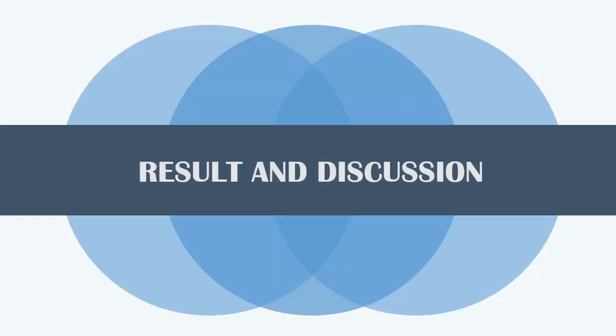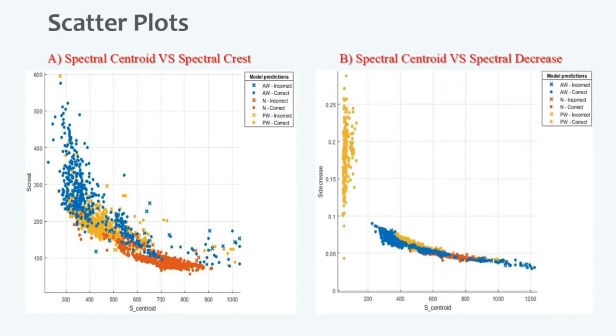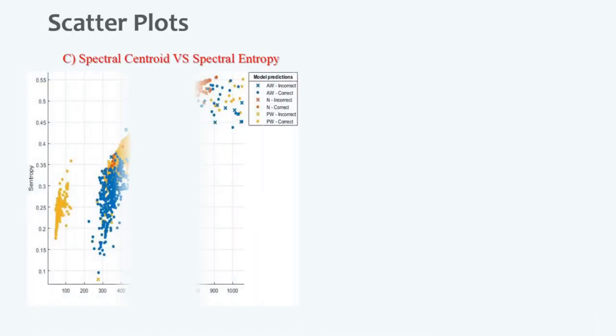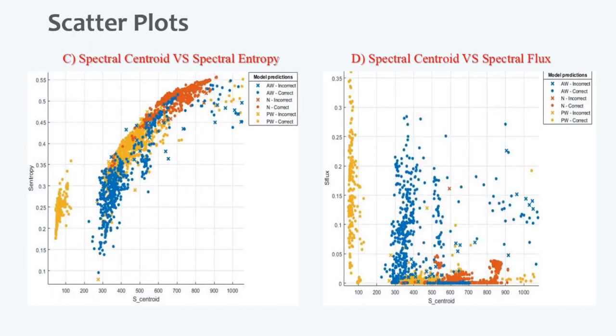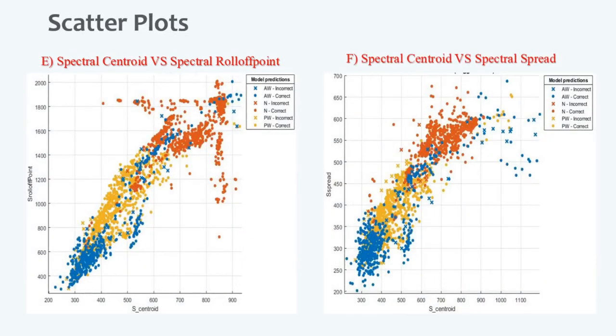Results and discussion. Now let's discuss the outcome of all this research work adopted for classification of lung sounds. These are the scatter plots in which figure A shows spectral centroid versus spectral crest, figure B shows spectral centroid versus spectral decrease, figure C shows spectral centroid versus spectral entropy, figure D shows spectral centroid versus spectral flux, figure E shows spectral centroid versus spectral roll-off point, and figure F shows spectral centroid versus spectral spread.